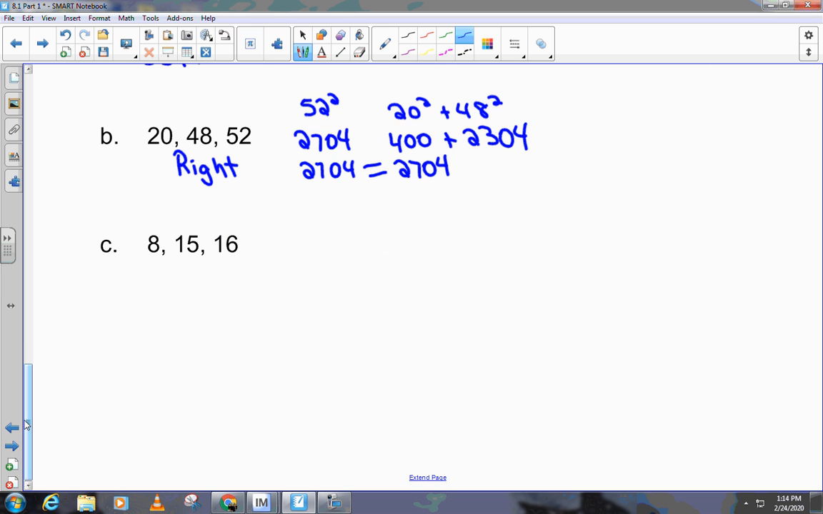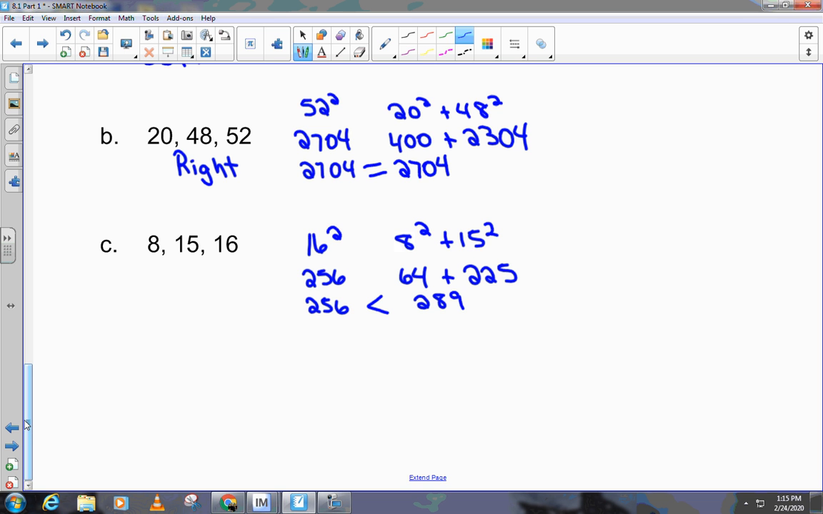Okay. Here's another one. The longest side squared is 16 squared, and then we have to look at 8 squared plus 15 squared. 16 squared is 256. 8 squared is 64. 15 squared is 225. So if we add that together, we end up with 289. The longest side squared is less. So what does that make it? Acute.